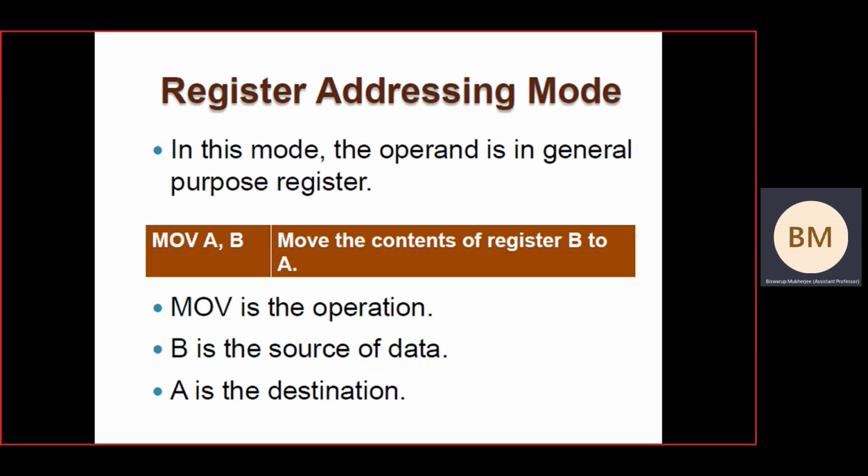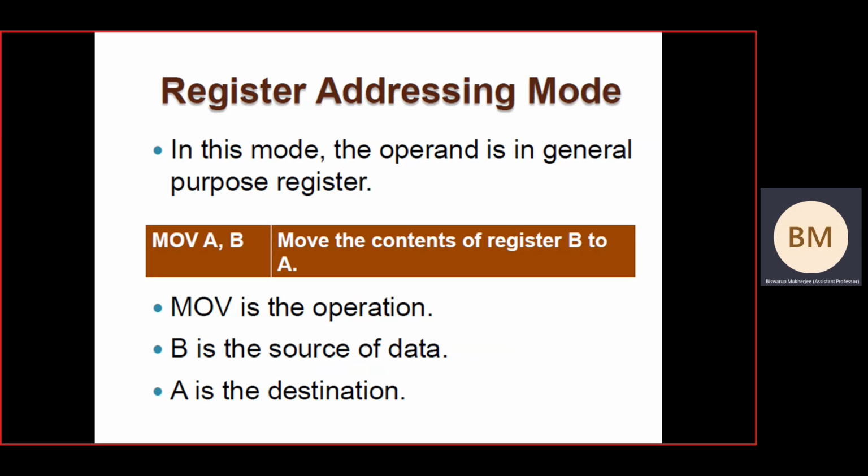Likely the operand is a general purpose register. That means we are having a general purpose register, as you know, B, C, D, E, H, L, these are the general purpose registers. So within that general purpose register, some data has been stored and we want to fetch that particular data and load it into the accumulator. So what would be the instruction? The instruction would be MOV A, B.